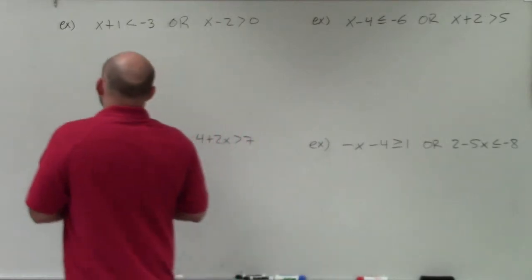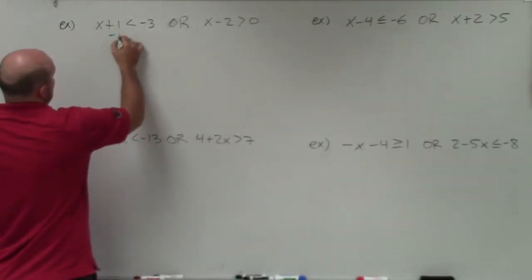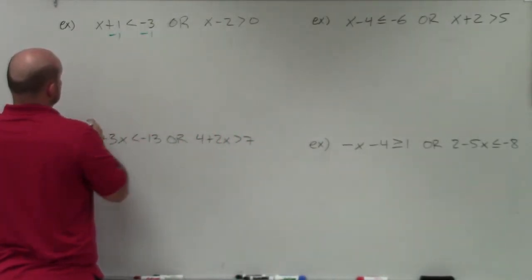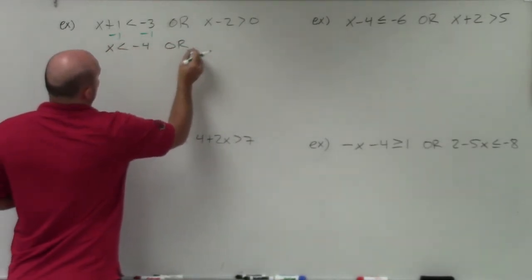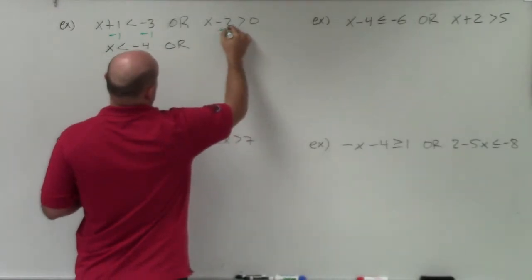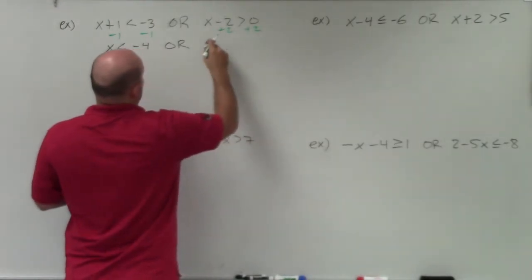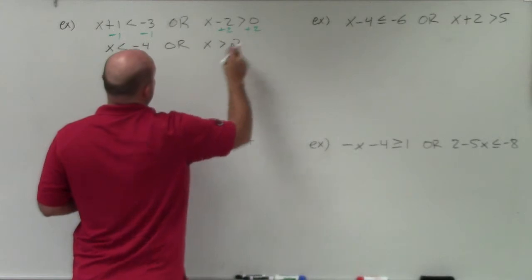So I'm just going to apply my inverse operations here to solve. I'll subtract 1 here on both sides. By doing that, I'm left with x is less than -4. Or, here I'll add a 2 to both sides. Or x is greater than 2.